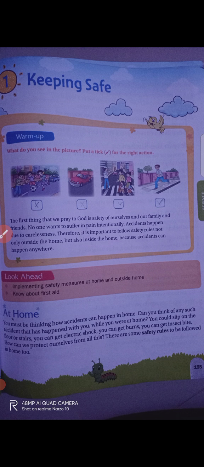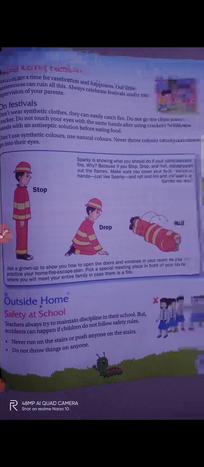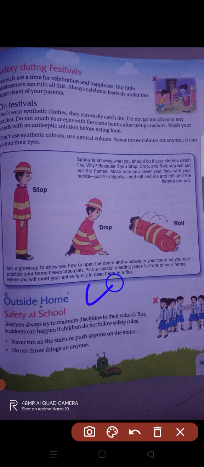In the previous class we discussed the keeping safe lesson, and how we can be safe at home. Right. Then in today's class let us move on to the next one, that is, how can we keep safe at our school and outside the home. Inside the home we have seen, but now we are going to see the safety methods or safety rules we have to follow outside the home.